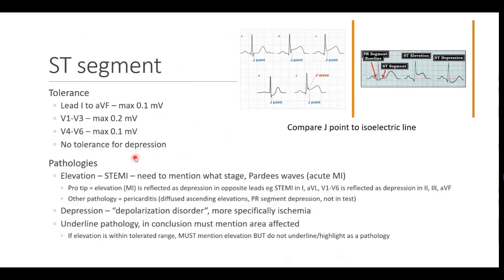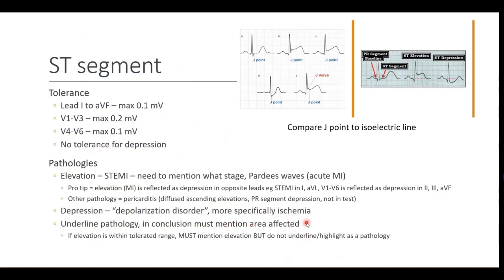Now, the other thing I wanted to mention is that there is no tolerance whatsoever for depression. So if you see the slightest bit of depression, underline it, there's a pathology. The reason is going to be depolarization disorder, as mentioned in the books, but what the pathophys department prefers hearing is ischemia. So definitely mention that. And of course, underline your pathology, and you have to mention the area affected.